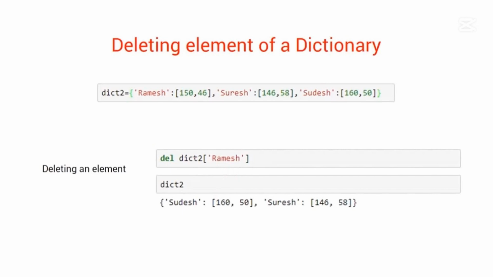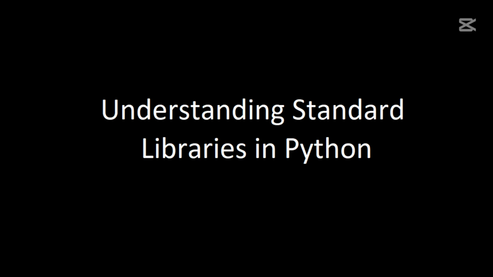So for example, if I want to delete the details of Ramesh, I can do something like del, dict2 and Ramesh. So it will delete the Ramesh key value pair from the dictionary. So now our dictionary looks like this, where it has Suresh and Sudesh details.